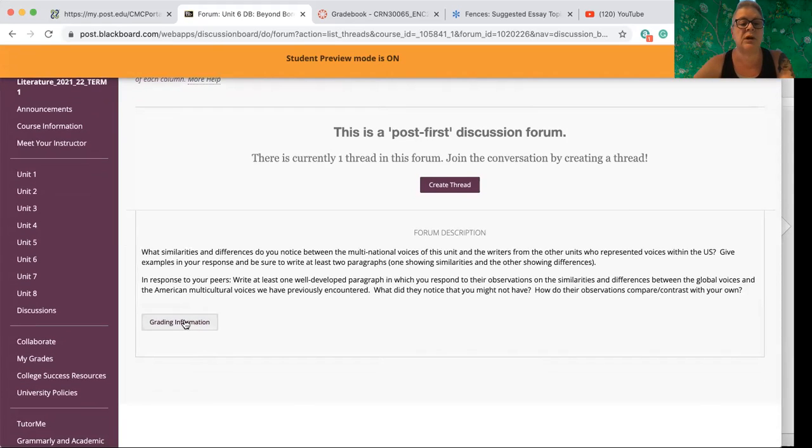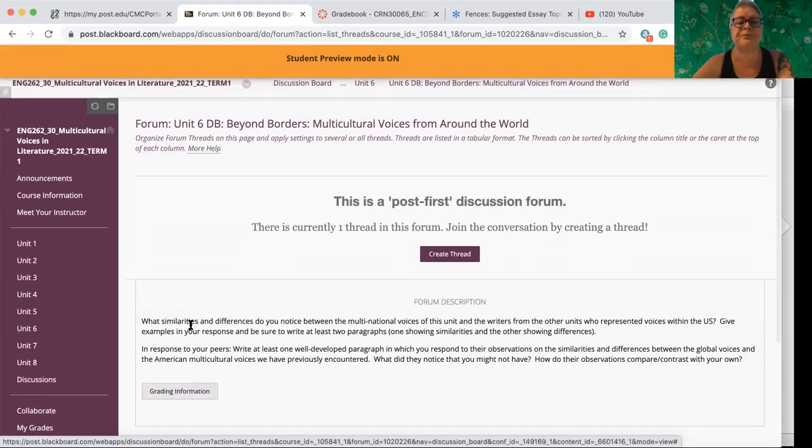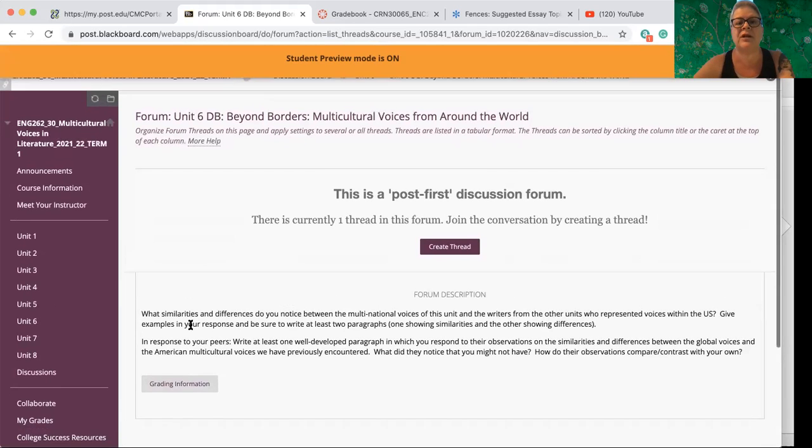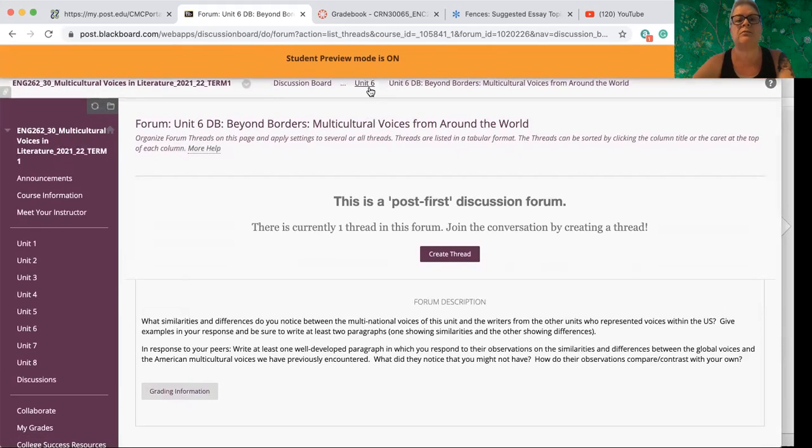As usual, you can also check out the rubric here under grading information. And you need to post first in order to read what your fellow classmates have written. So all the usual things. Remember, of course, on the discussion boards, you want to post your own by the end of Wednesday, and that gives you the rest of the week to come back and comment on other people's posts.